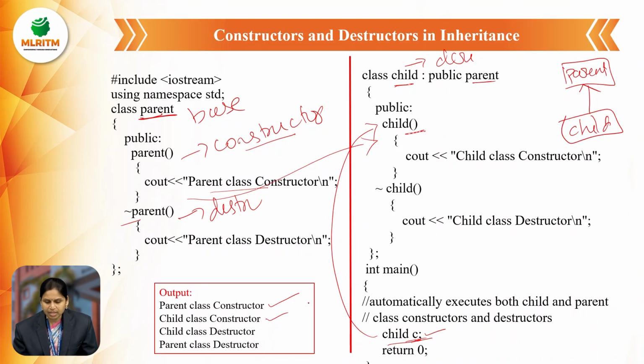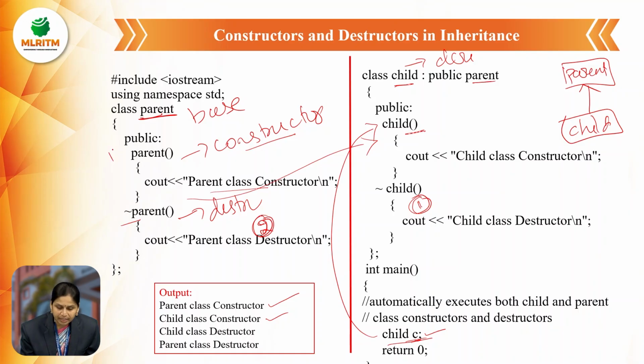After the execution of the constructors, it executes the destructors. But the destructors are executed in reverse order. First the parent class constructor is executed, then the child class constructor. But first the child class destructor is executed, then the parent class destructor. Now it is the reverse of the constructor.